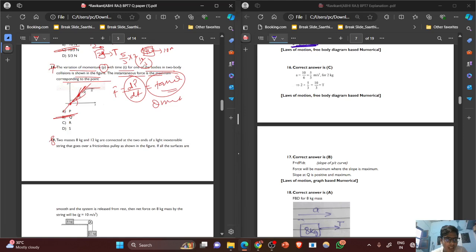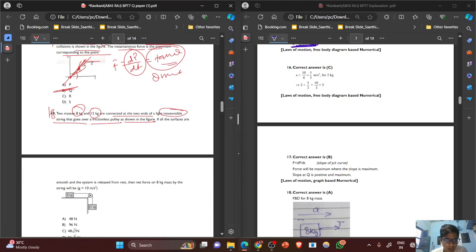Now moving to the 18th question. Two masses, 8 kg and 12 kg, are connected by the two ends of a light inextensible string that goes over a frictionless pulley as shown in the figure. Okay. Here it will be 120 Newton. Here it will be tension. Here it will be tension. Here it will have the acceleration. We can calculate the acceleration. Simply, let's suppose the acceleration is a, it will move in.